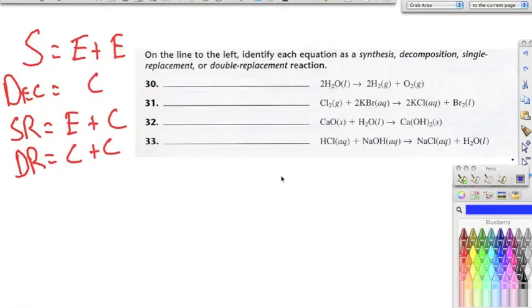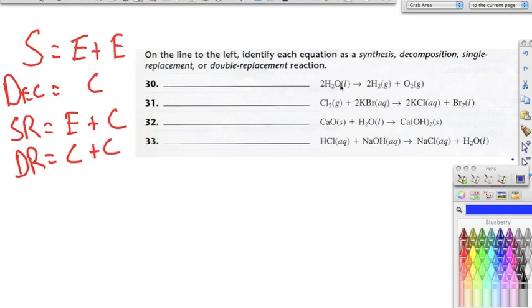Okay guys, let's move on to 30 through 33. It says on the line to the left, identify each equation as a synthesis, decomposition, single replacement, or double replacement reaction. Guys, just a refresher on what we need to know about these guys. We can recognize them by the reactants. We know that in a synthesis reaction, we have an element plus an element. In a decomposition, our reactant is just going to be one single compound. In a single replacement, we're going to deal with an element plus a compound. And in a double replacement, we're dealing with a compound plus a compound. So let's go ahead and identify these guys.